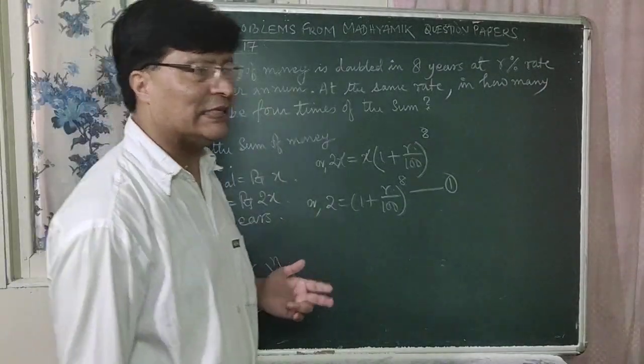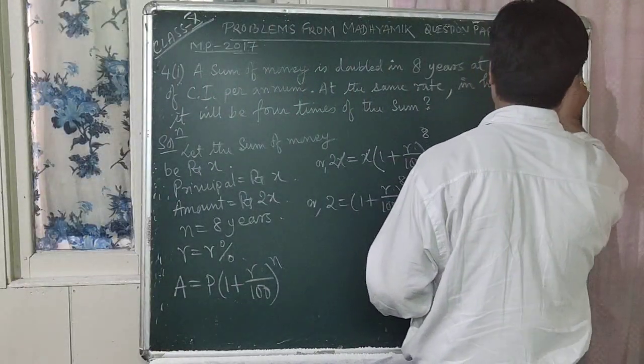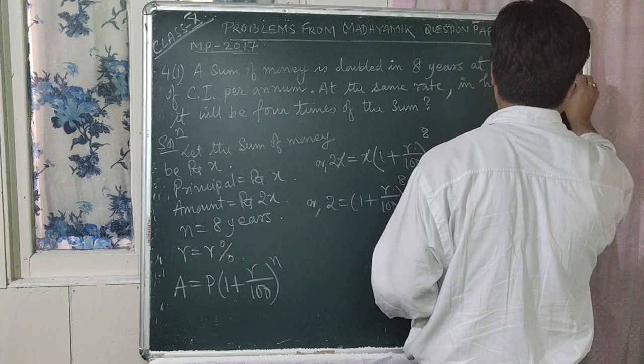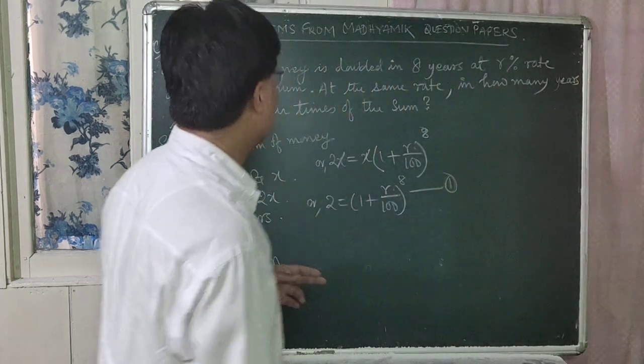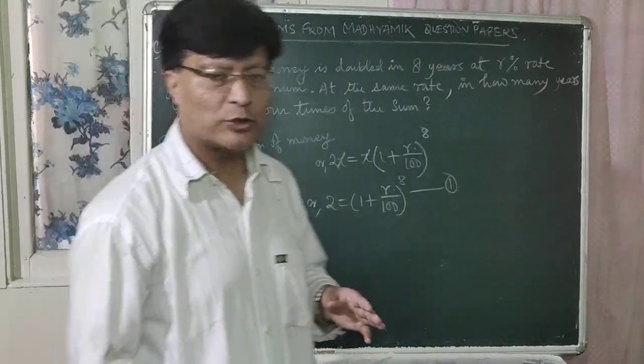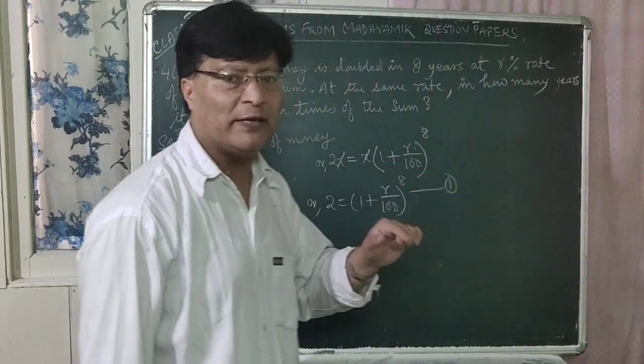Now you have to find out at the same rate, in how many years will it be 4 times of the sum.